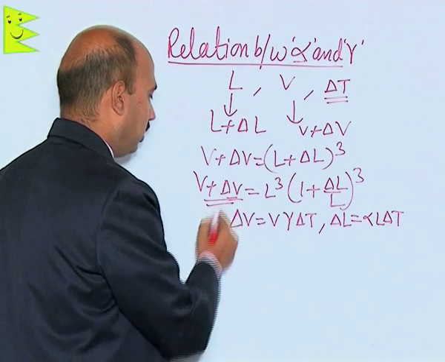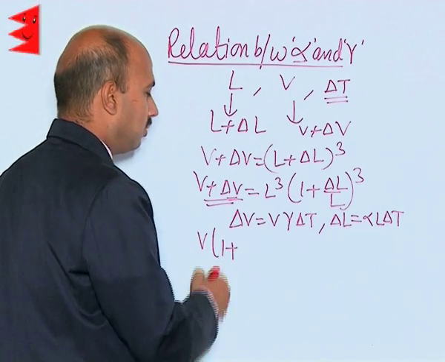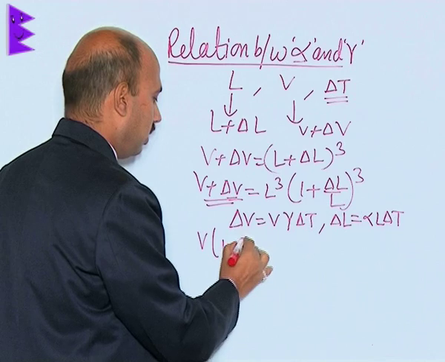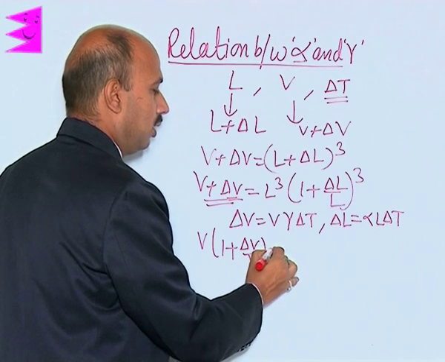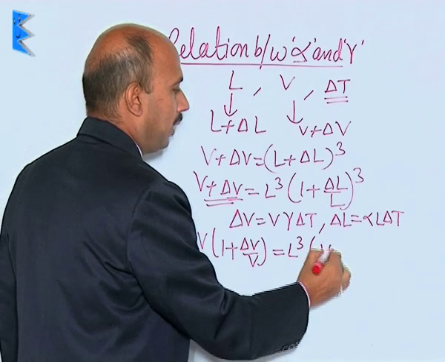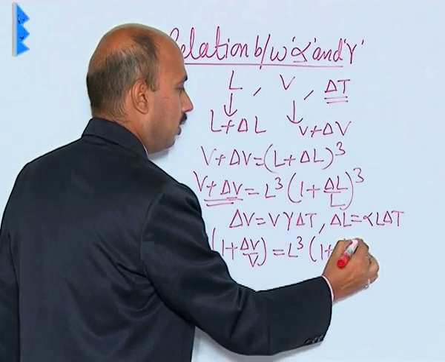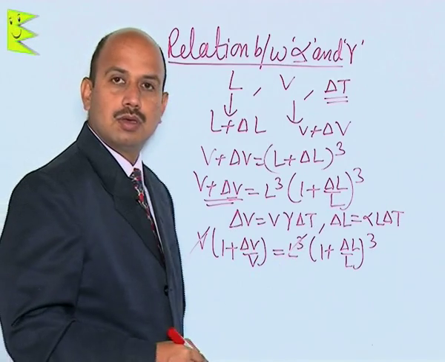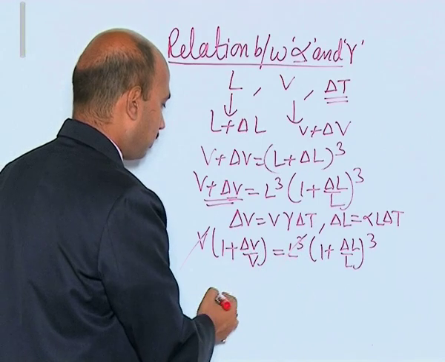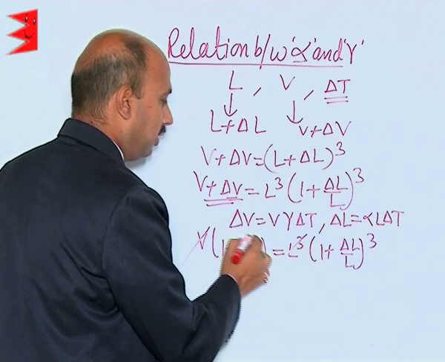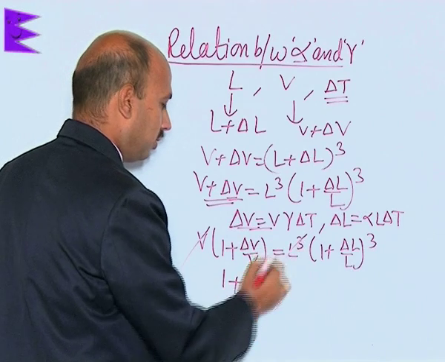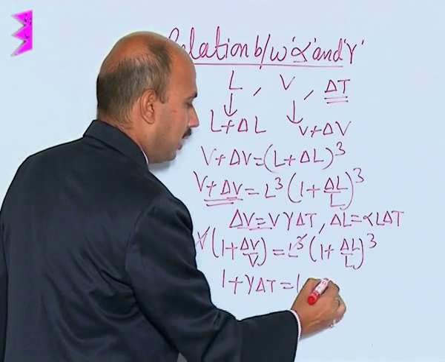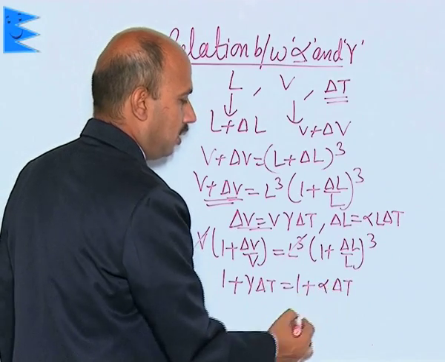So, now we can write here V, if you have taken common, 1 plus, in place of this delta V, here we can write delta V upon V is equal to L cube 1 plus delta L upon L here whole cube. This and this will get cancelled, and now we can write here 1 plus gamma delta T is equal to 1 plus delta L upon L, which can be written as alpha delta T, but here we can use binomial.